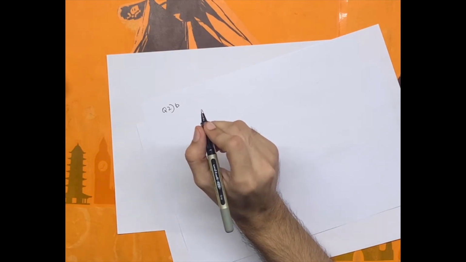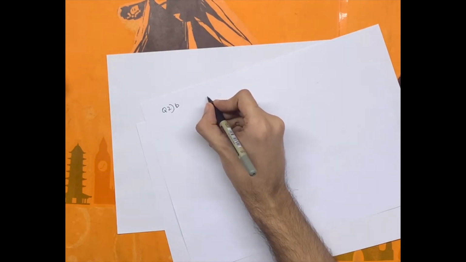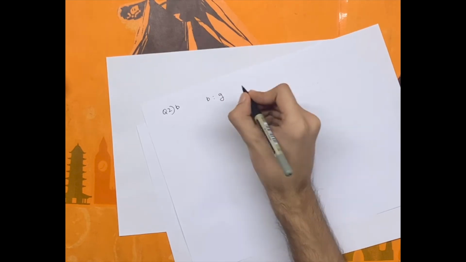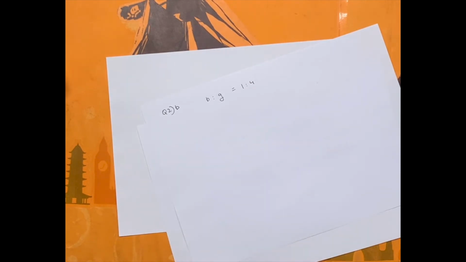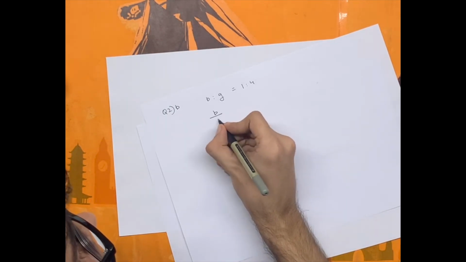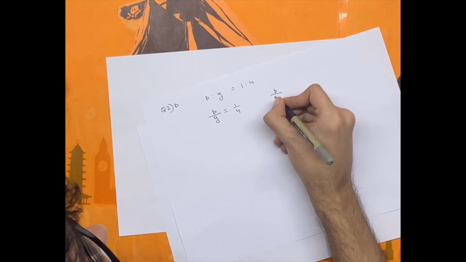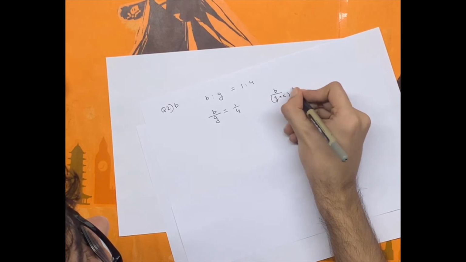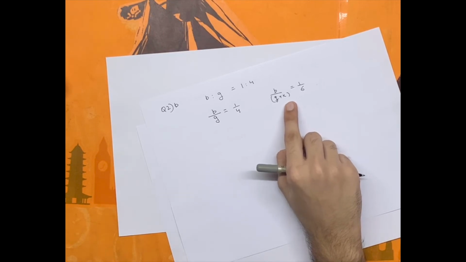Now question 2 part B. Eleanor has 100 marbles, each of which is black or gold. The ratio of the number of black marbles to the number of gold marbles is 1:4. How many gold marbles should she add to change this ratio to 1:6? So right now we have b upon g equal to 1/4, and we want b upon g plus x equal to 1/6. x is the number of gold marbles she will have to add.